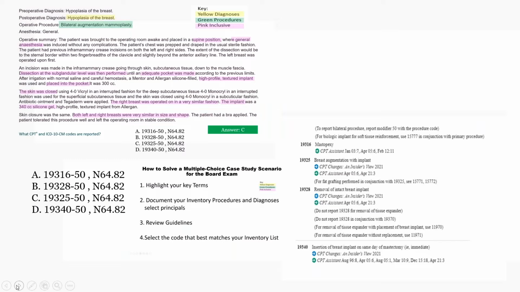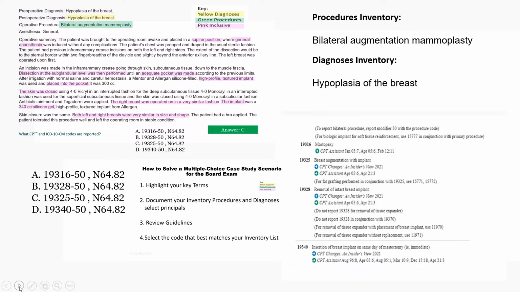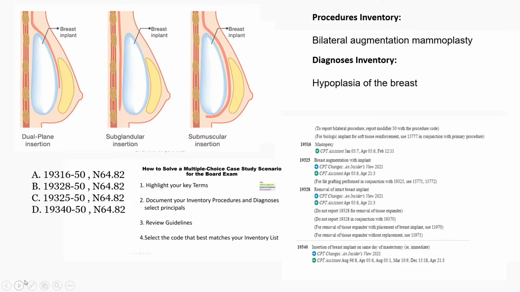So this is how we solve the scenario. In the procedure inventory, we have a bilateral augmentation mammoplasty. And in the diagnosis inventory, we have hypoplasia of the breast. So coders, what's breast hypoplasia? Breast hypoplasia is actually the development of inadequate breast tissue to meet an individual's expectation of an adequate or desirable breast. So a commonly done procedure for this hypoplasia of the breast is breast augmentation, which is performed in our scenario.